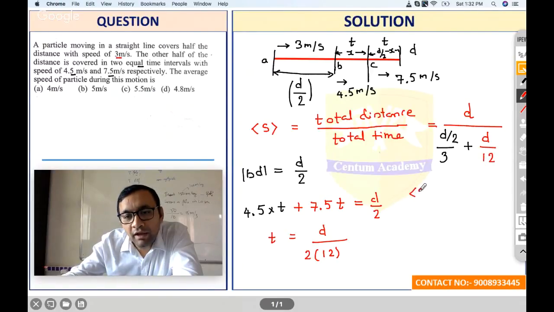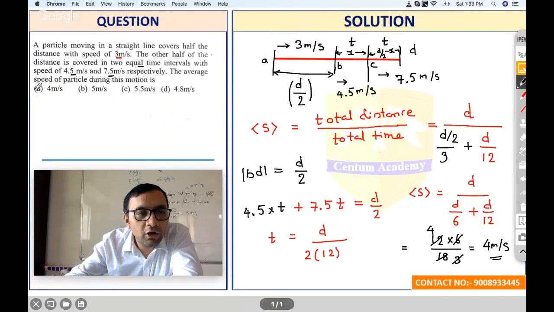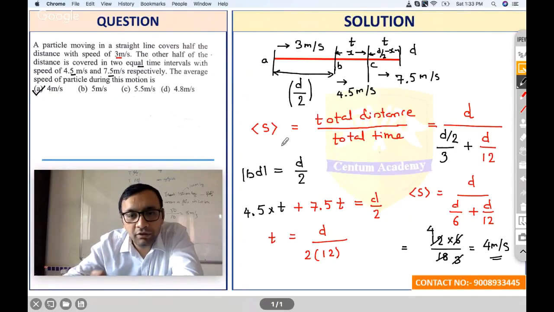So the average speed comes out to be equal to d divided by d by 6 plus d by 12. So the average speed will be equal to 12 into 6 divided by 12 plus 6, which is 18. So 6 3s are 18 and 3 4s are 12. So you will get the answer here as 4 meters per second. So you can tick option number A to be correct. All right. Thank you.